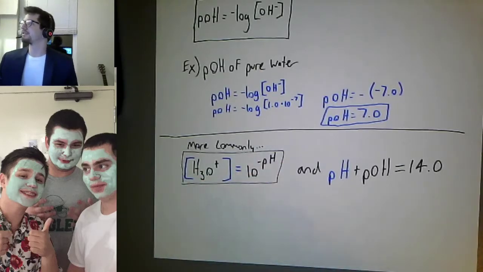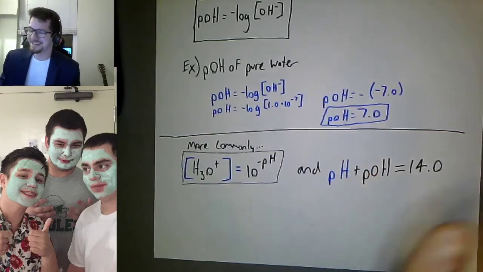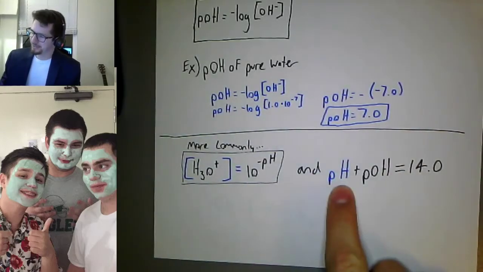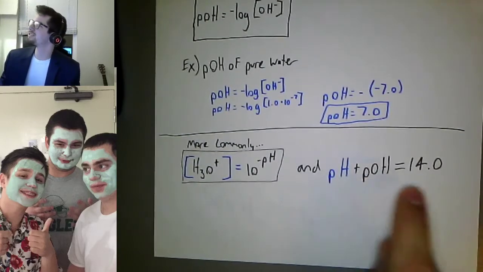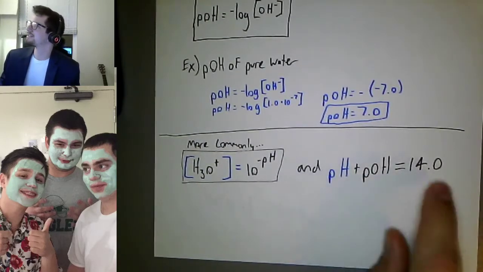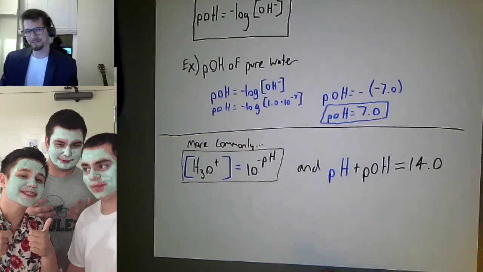I'm sorry, I had a brain fart. No, if I give you the pH and say, let's say the pH is 3, you'd plug it in here. 3 plus pOH equals 14. Subtract 3 from both sides, your pOH is 11.